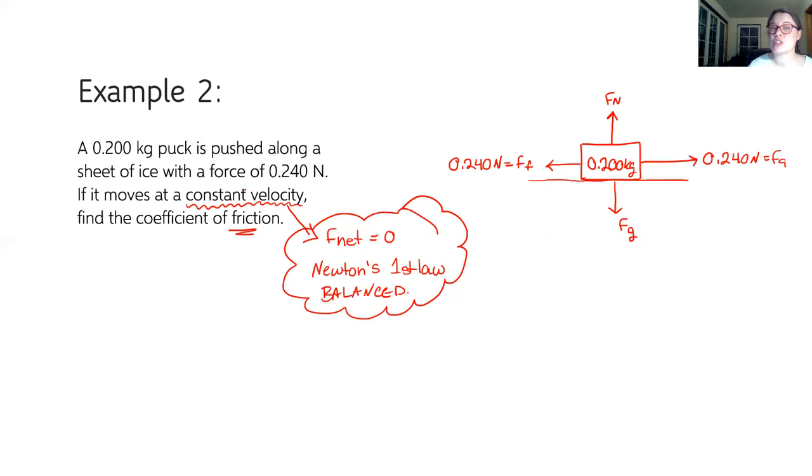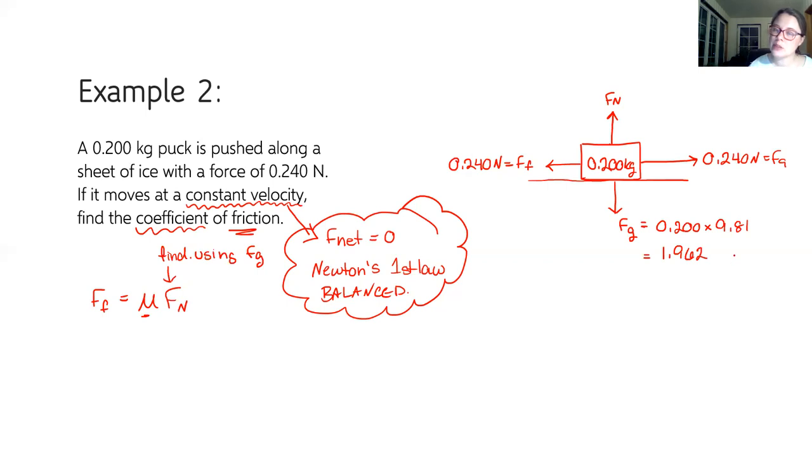If we know the force of friction, we can find our coefficient because the force of friction is equal to the coefficient of friction times the normal force. We can find the normal force using gravity, and that will leave us with just one thing that we don't know. So let's calculate 0.200 times the acceleration due to gravity, which is 9.81, which leaves us with a force of gravity that is 1.962.